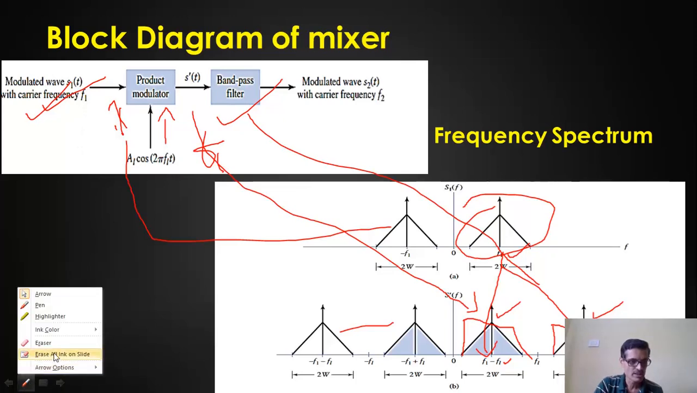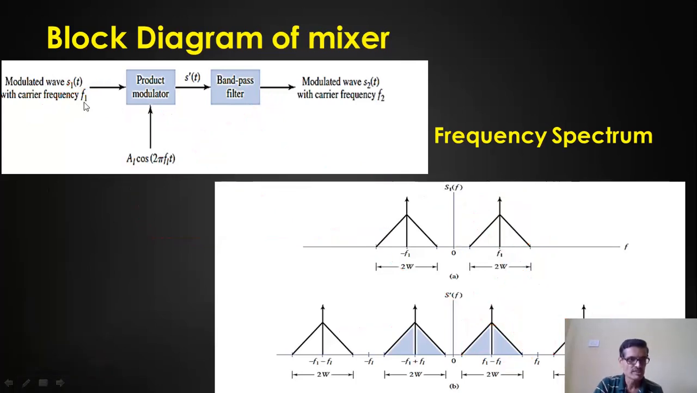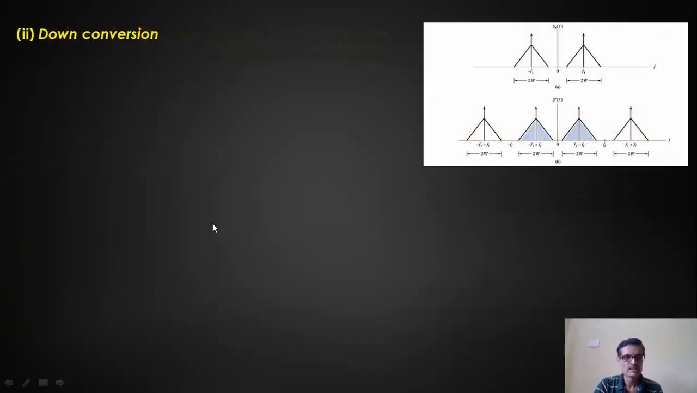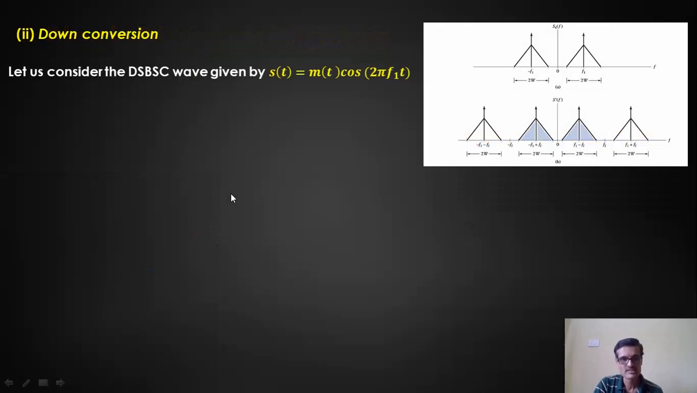Here the frequency of the carrier is taken as f1 hertz, with the signal s(t). So I have a DSB-SC signal s(t), which is given by m(t) cos 2πf1t. That is one of the inputs for the product modulator. What is the other input for the product modulator? It is cos 2πfLt. I have not taken the amplitude of the second part, AL or whatever. We multiply both by using a product modulator.